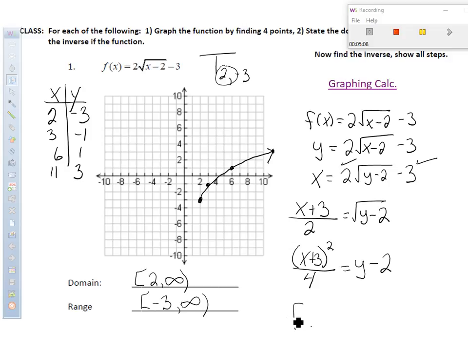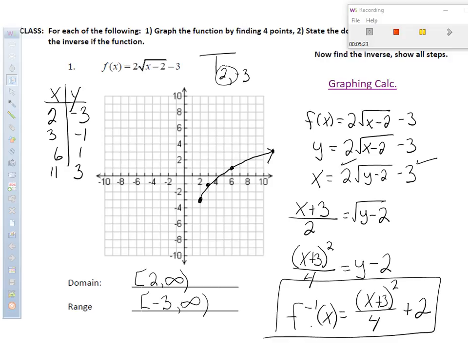Now here's my ending answer. So I need f negative 1 of x. That's our notation for inverse. I'm going to have x plus 3, quantity squared, over 4. And I need to add 2. So there's the inverse. There's the inverse. So that's my number 1.